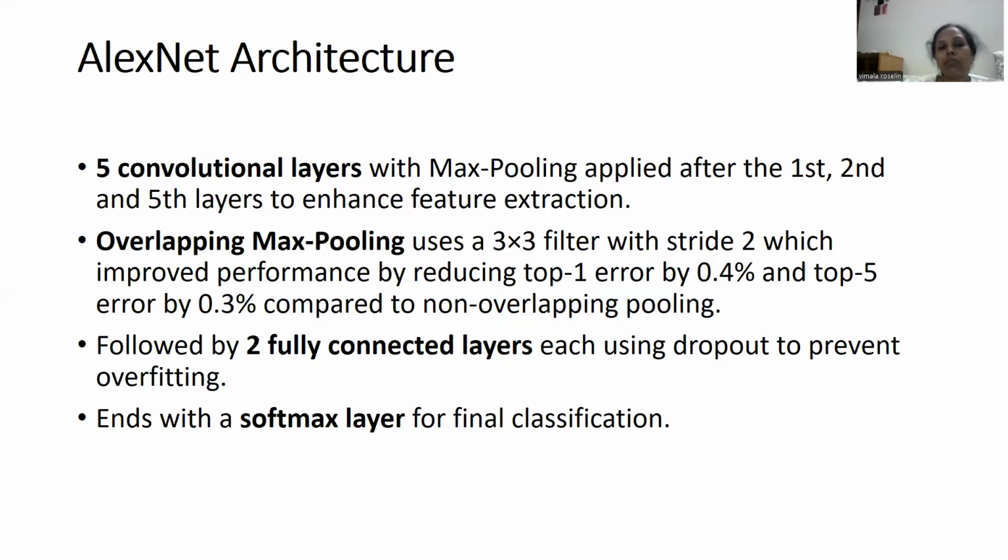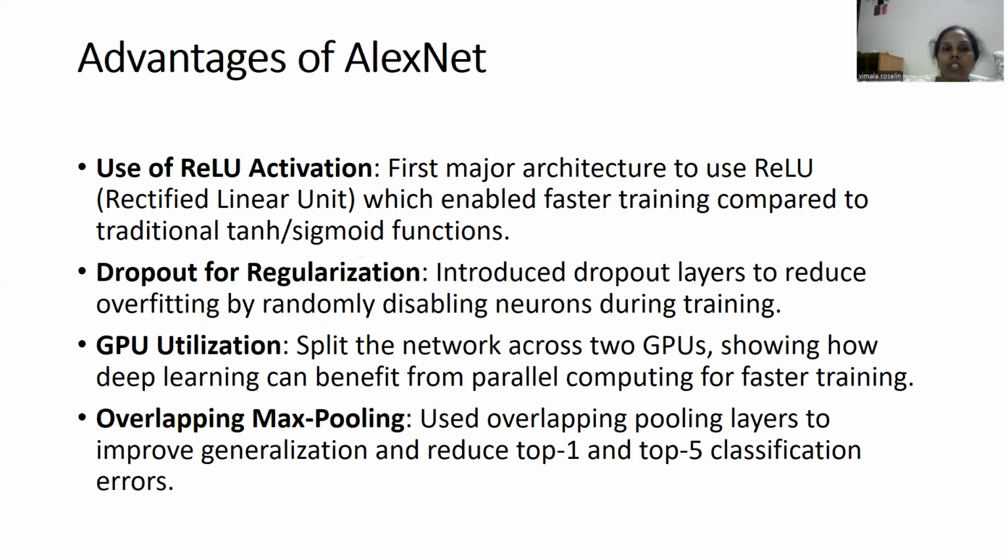And overlapping max pooling uses 3 x 3 filters with stride 2. It improves performance by reducing the top-1 error by 0.4 percent and the top-5 error by 0.3 percent compared to non-overlapping pooling. This is followed by two fully connected layers, each used with dropout to prevent overfitting, and finally one softmax layer for final classification.